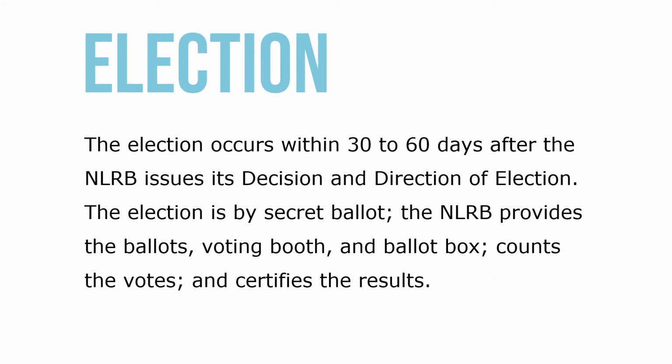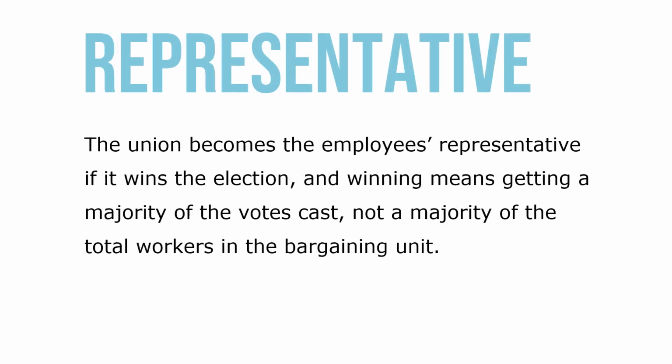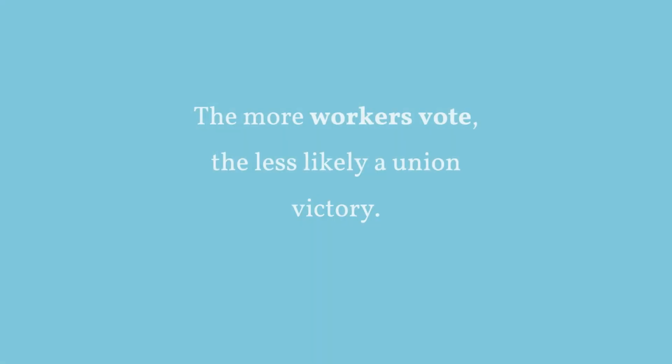The election occurs within 30 to 60 days after the NLRB issues its decision and direction of election. The election is by secret ballot. The NLRB provides the ballots, voting booth, and ballot box, counts the votes, and certifies the results. The union becomes the employee's representative if it wins the election, and winning means getting a majority of the votes cast, not a majority of the total workers in the bargaining unit. The more workers vote, the less likely a union victory.